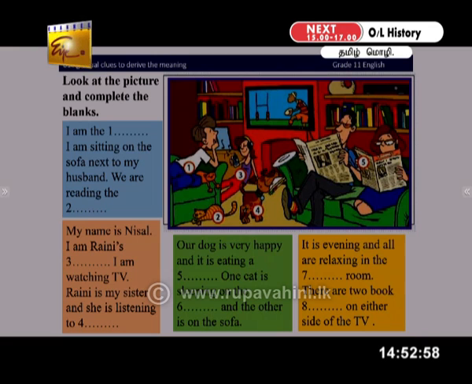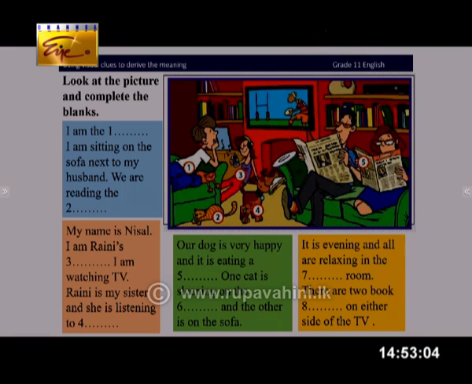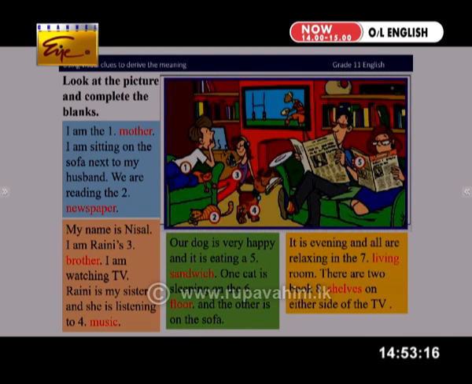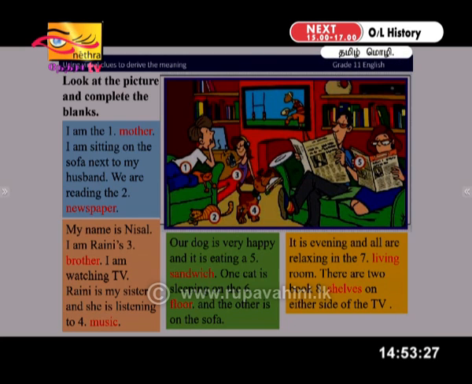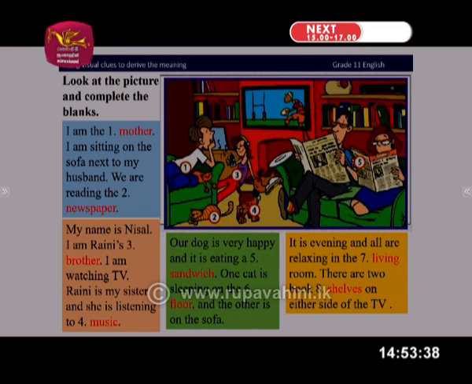You can write your answers in your exercise book. I hope you have done the activity nicely. Let's check your answers. I am the mother. I am sitting on the sofa next to my husband. Here I have used the word mother, but you can also use the word wife. I am the wife. I am sitting on the sofa next to my husband. If you have written the word wife, that too is correct.